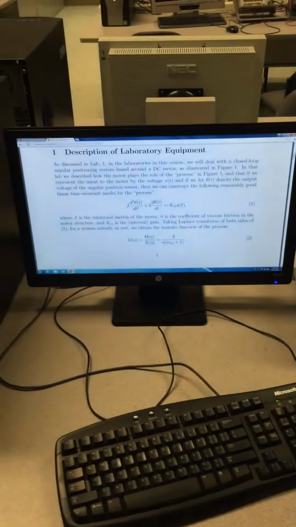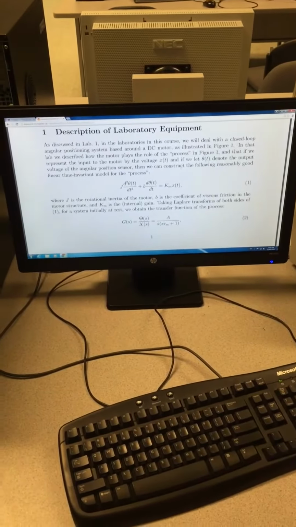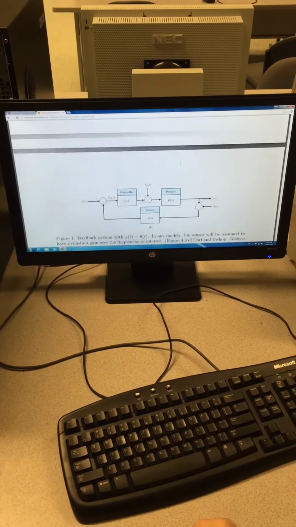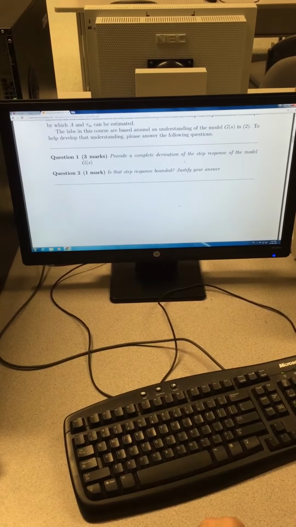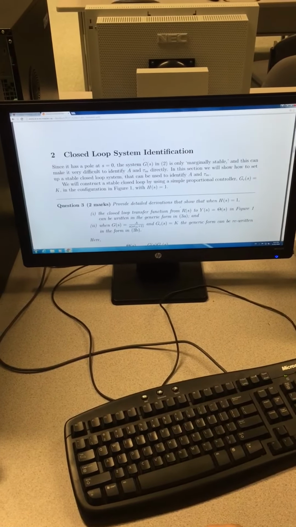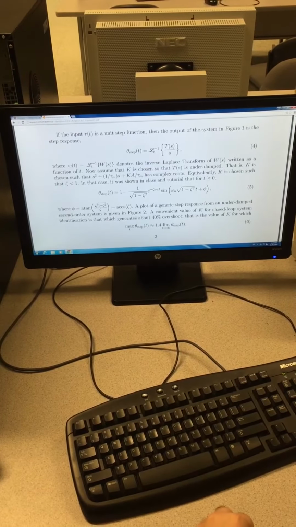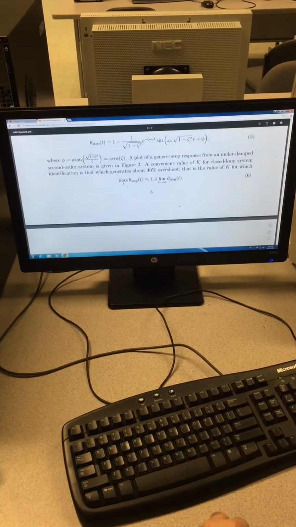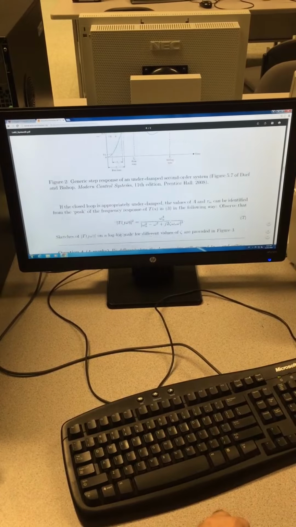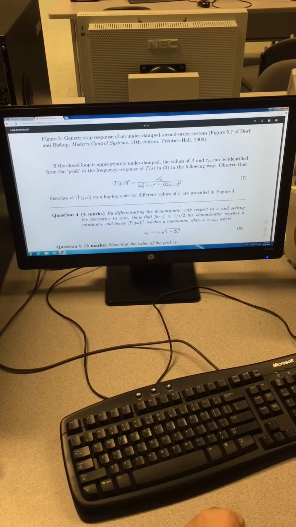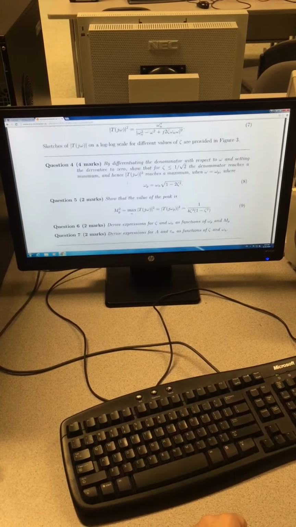So the first part in lab 2, we'll have section 1. This is some discussion of the motor and some derivations and questions. And the second question is the closed loop system identification. In this part, you get the equations and the derivations that will help us specify what the constants for the motor are.